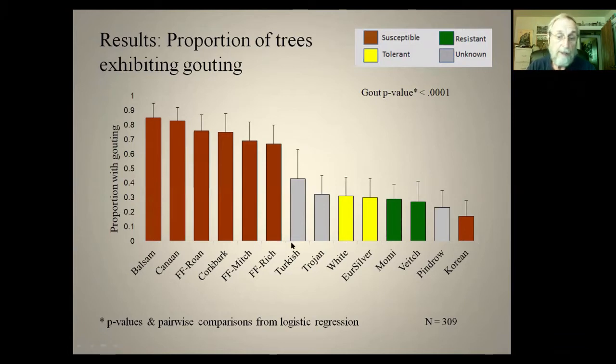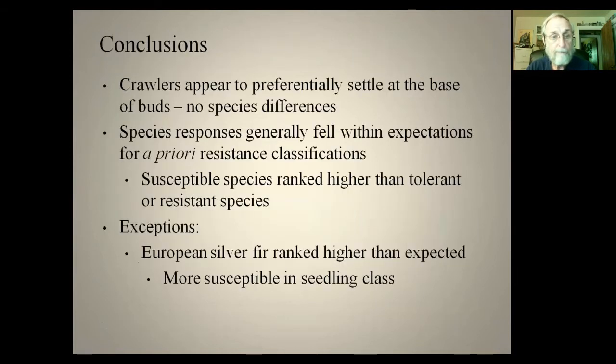So, this is just one test, but it says something, and maybe additional work. Well, additional work for us is definitely needed, and maybe this is something that folks working on subalpine fir could look at as well. So our conclusions were that the crawlers appear to be preferentially settling at the base of the buds. There was no species differences there.